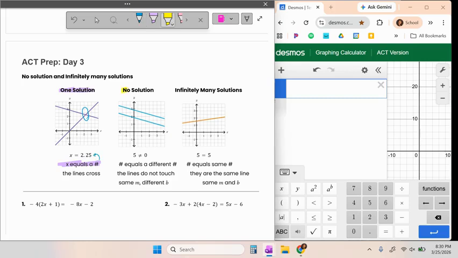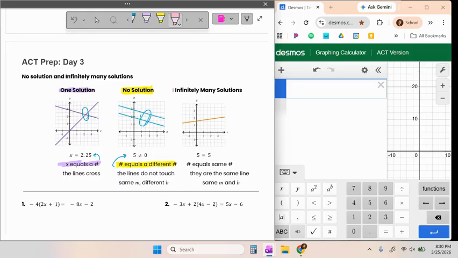When we have no solution, you can see that they don't ever cross. Okay, so that's where we have a number equals a different number. Again, right here we've got 5 does not equal 0. Okay, so that means that those lines never touch, so they are different.